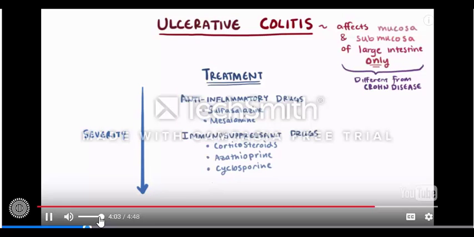Finally, if these treatment options fail, sometimes a patient will have a colectomy, which is a surgical removal of the colon. Since the disease only affects the large intestine, removal of the colon generally cures the disease. But you have to weigh the benefits of curing the disease against the total loss of the large intestine.